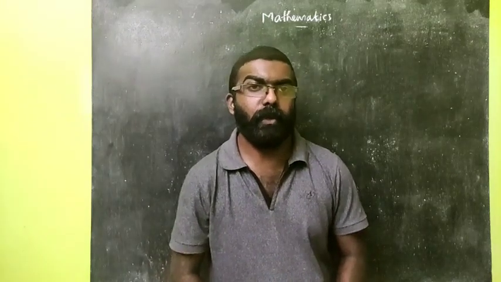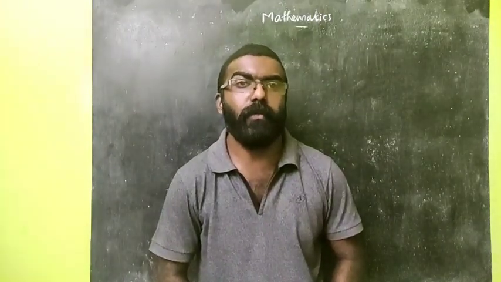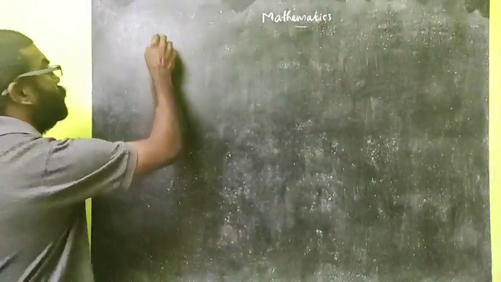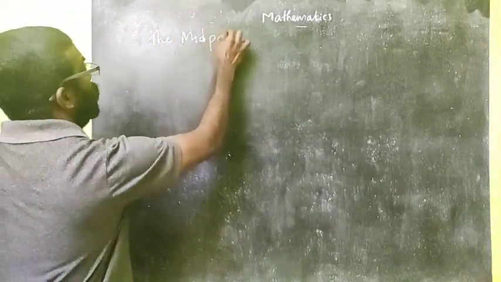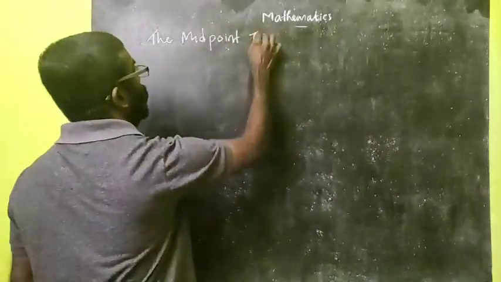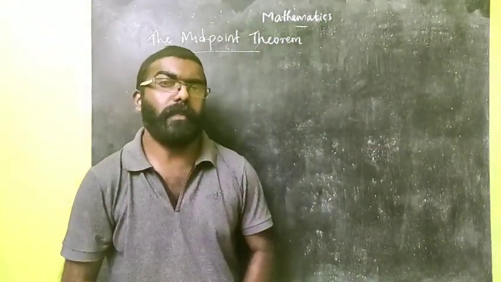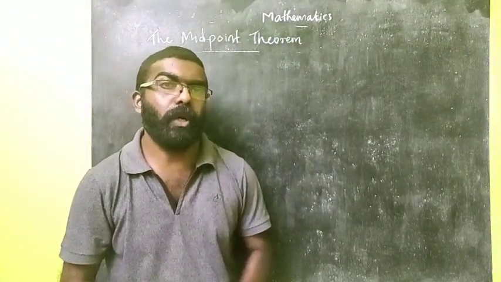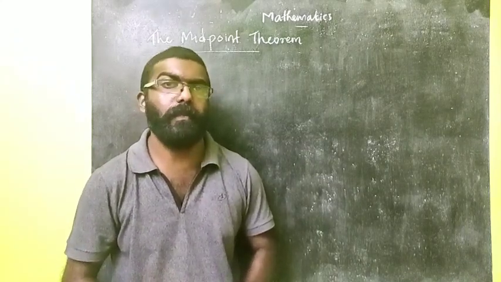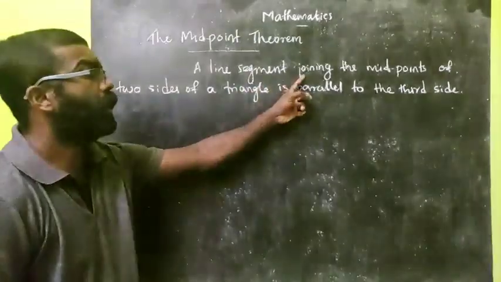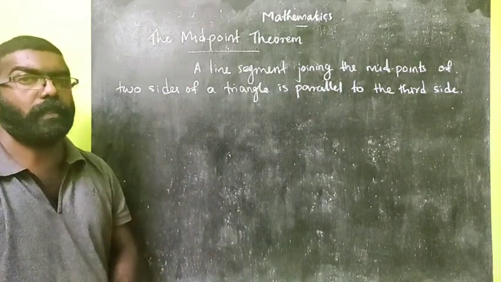Today we shall discuss a new topic, the midpoint theorem. It's one of the important theorems in this chapter. Let's move on to the topic, the midpoint theorem. This theorem states that a line segment joining the midpoints of two sides of a triangle is parallel to the third side. A line segment joining the midpoints of two sides of a triangle is parallel to the third side.